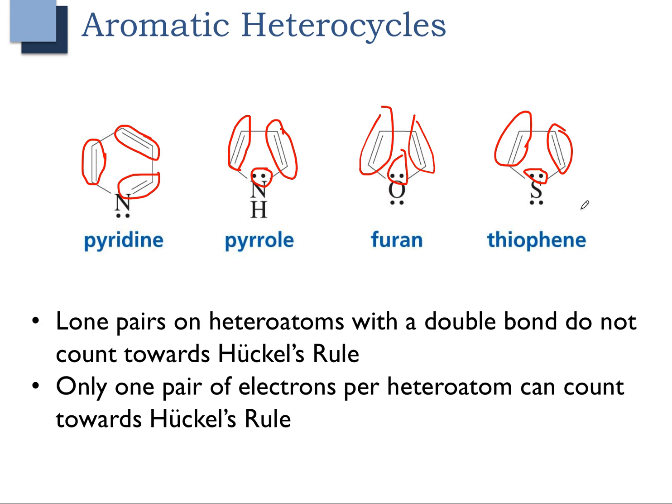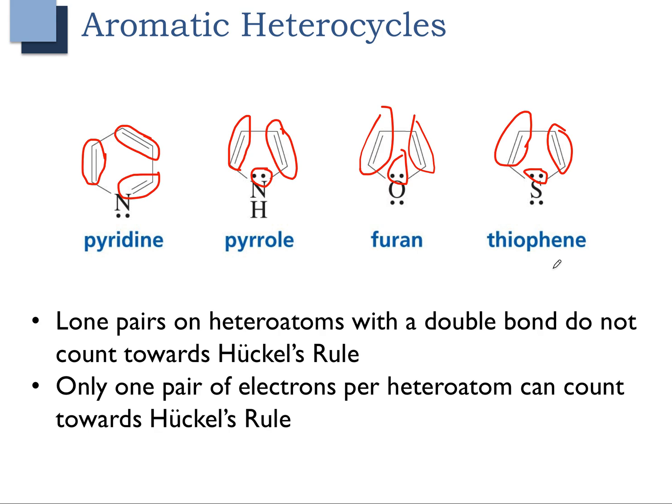Okay, so what's going on here? I tried to sum up the basics in these 2 bullet points down here. So notice that when we have a heteroatom with a double bond, we're not counting it towards Huckel's rule. So I'm talking about pyridine. The nitrogen is part of the double bond, so we're not counting the lone pair. Also notice that if we have 2 lone pairs on a heteroatom, we're only counting 1 towards Huckel's rule. So that's what's happening in furan and thiophene. So what the heck is going on, and why are we doing it this way?